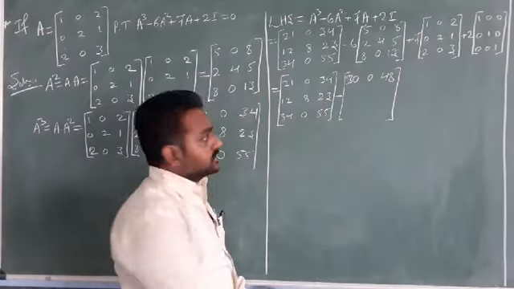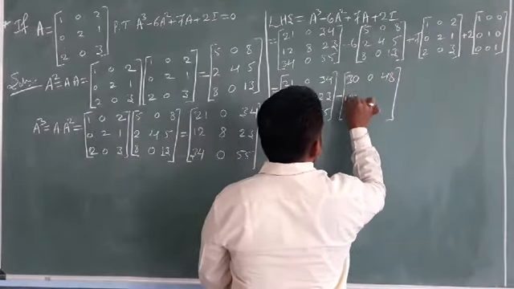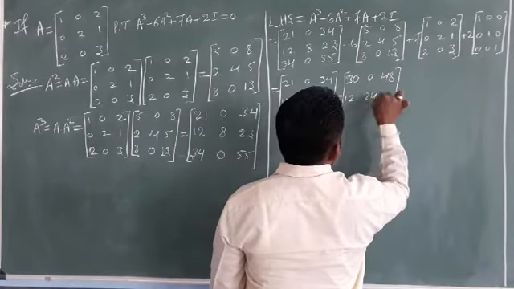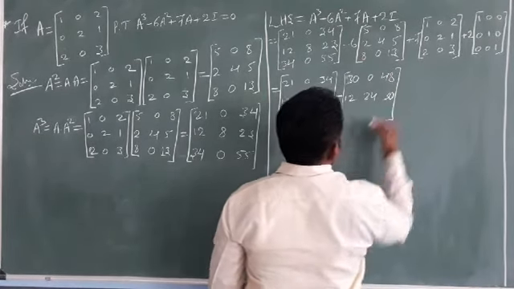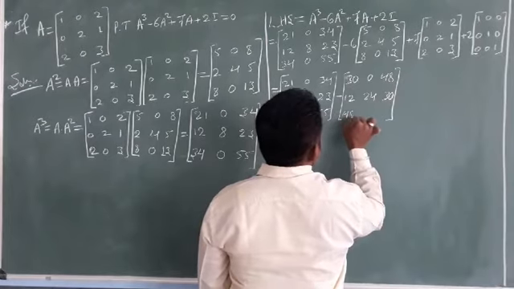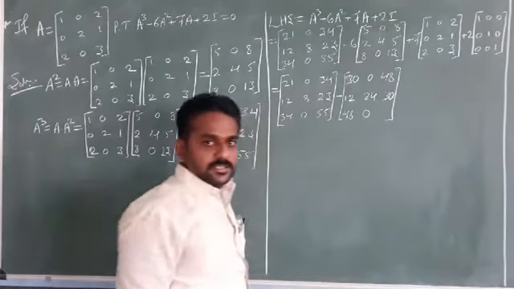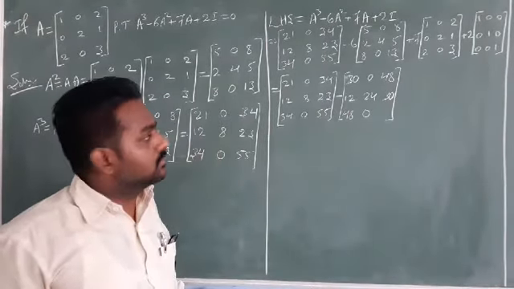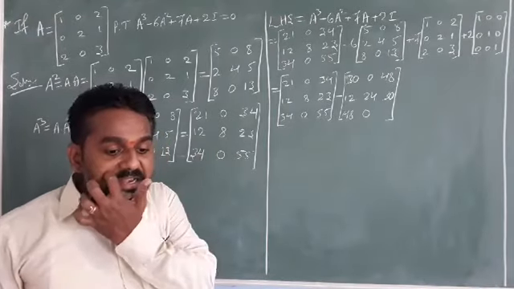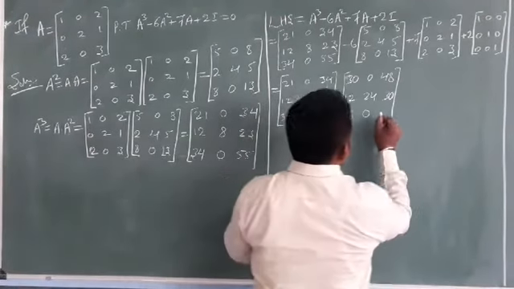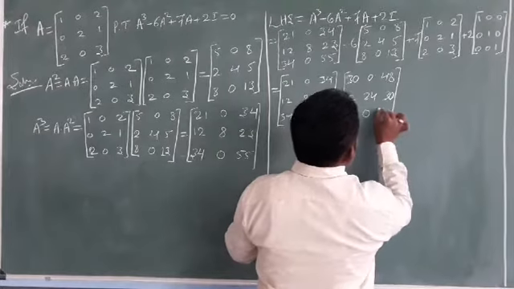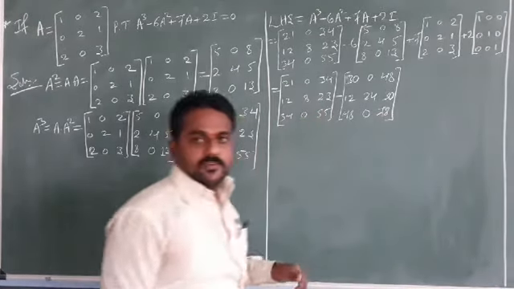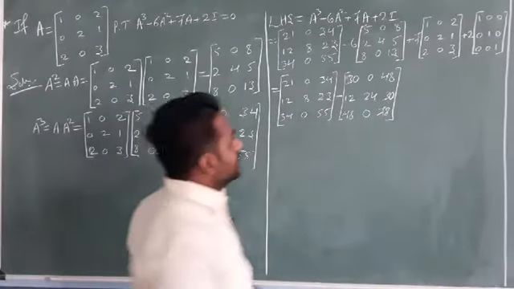Okay. Next, 6 into 2, 12. 6 into 4, 24. 6 into 5, 30. 6 into 8, 48. 6 into 0, 0. 6 into 13, that is 70. Sorry. Yes, 78. Okay, 6 into 13 is 78.